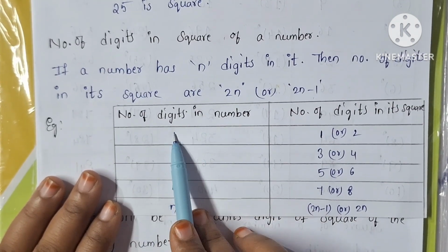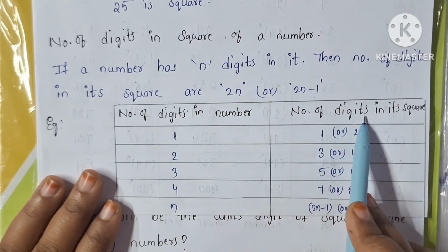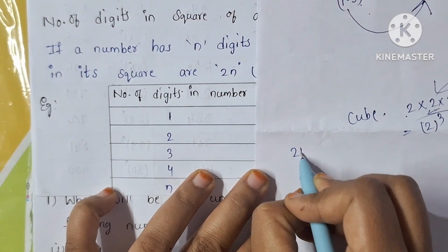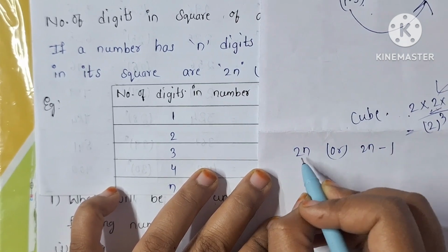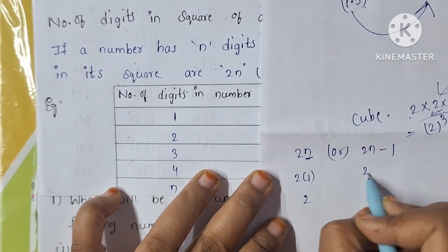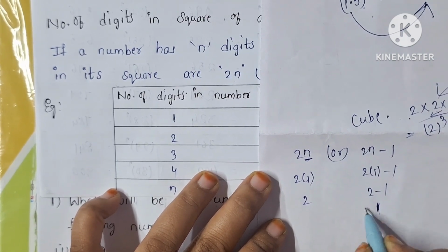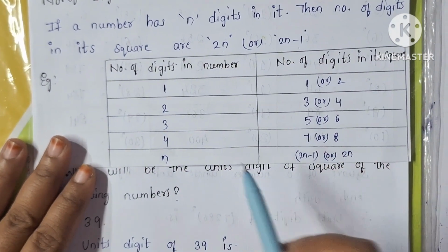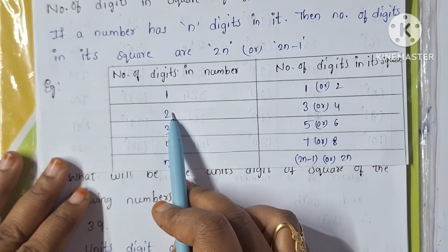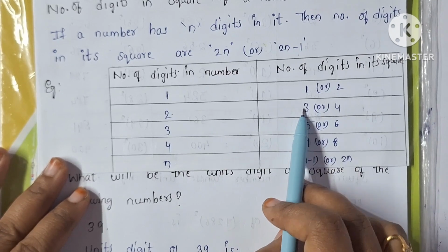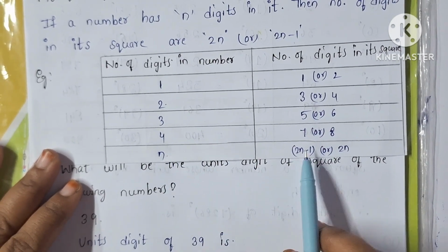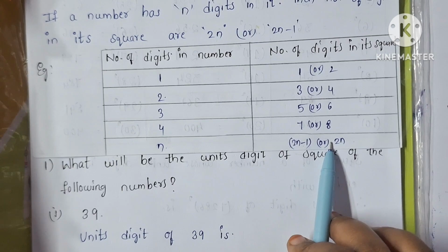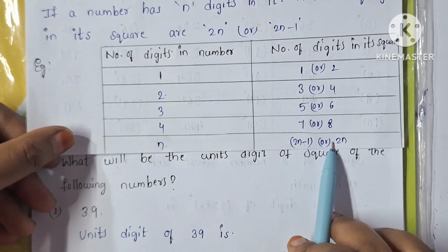If the number of digits is 1, then the number of digits in its square is either 1 or 2. Let us substitute. The number of digits in a square is 2n or 2n minus 1. What is n here? 1. So 2 into 1 is 2, or 2 into 1 minus 1, that is 2 minus 1, equals 1. So the number of digits is either 1 or 2. You will understand it more clearly in further problems. If the number of digits is 2, the number of digits of its square is either 3 or 4. Similarly, if the number of digits is n, the number of digits in its square is either 2n minus 1 or 2n. You will understand this concept more easily when you look at the squares of some numbers.